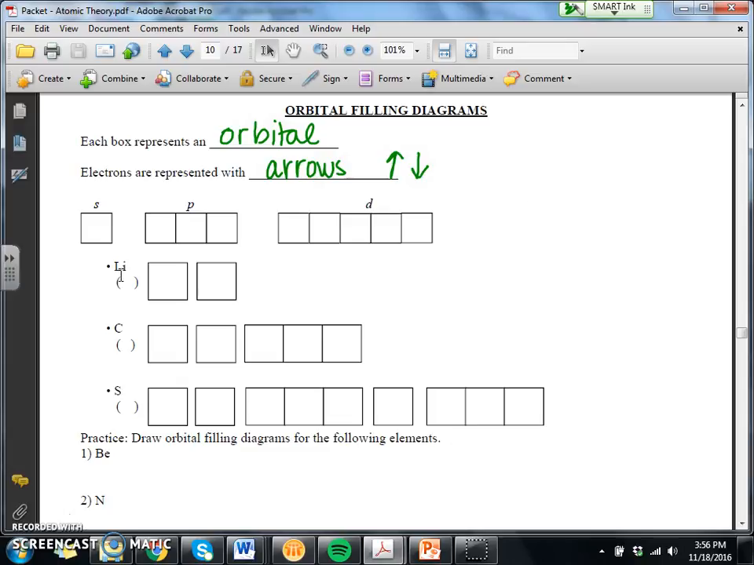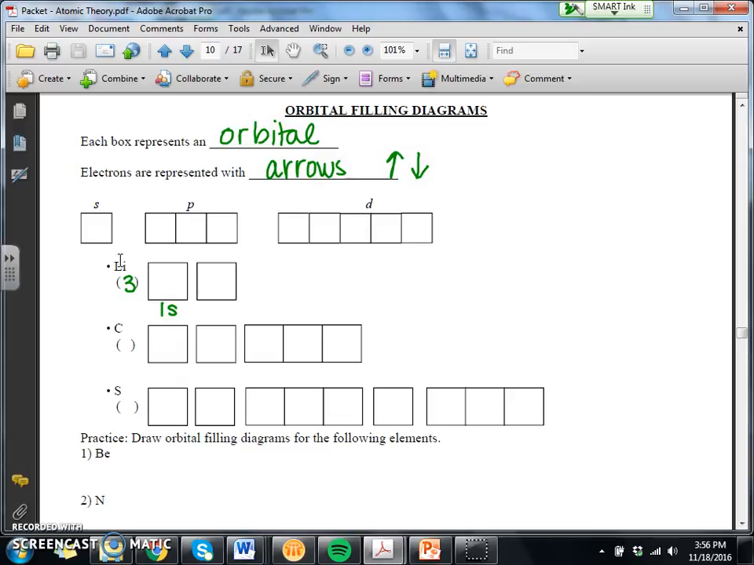Now, if we look at lithium on the periodic table, we see that lithium has an atomic number of 3. The atomic number 3 tells me that I have 3 electrons. So what I'm going to do is fill it in. I first start off with 1s, okay?